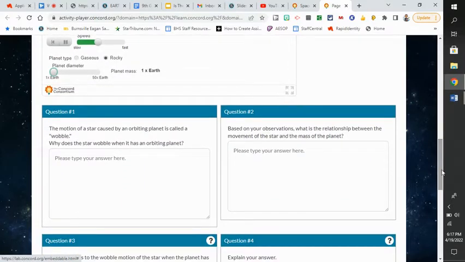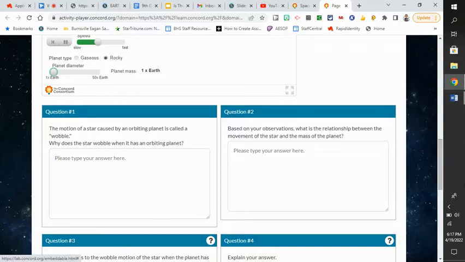Answer the questions. Question 1. The motion of a star caused by an orbiting planet is called a wobble. Why does the star wobble when it has an orbiting planet? Question 2. Based on your observations, what is the relationship between the movement of the star and the mass of the planet? So when stating a relationship, state how, if one of the things changes, increases, or decreases, what happens to the other.